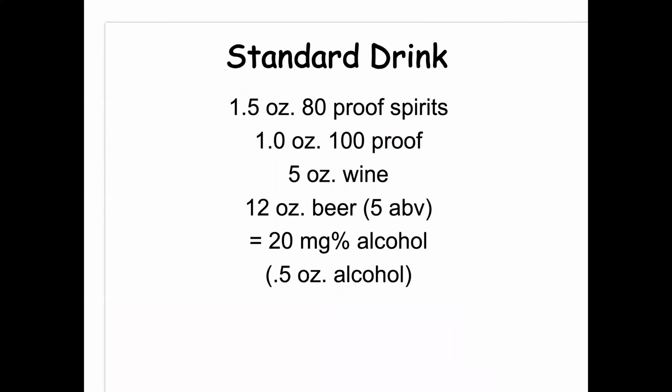We need to start our discussion by defining a standard drink of alcohol. One standard drink contains approximately 1/2 ounce of pure ethanol, or 20 mg% blood alcohol equivalent. Therefore, there's a similar amount of ethanol in each of the standard drinks listed in this slide. Although there are some subtle differences in the rate of absorption of high-proof versus low-proof beverages, whiskey versus beer, for example, once in your bloodstream, ethanol is ethanol.